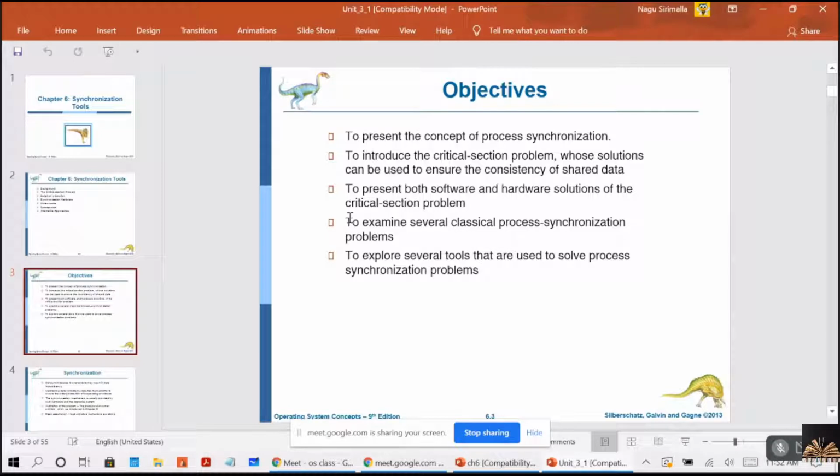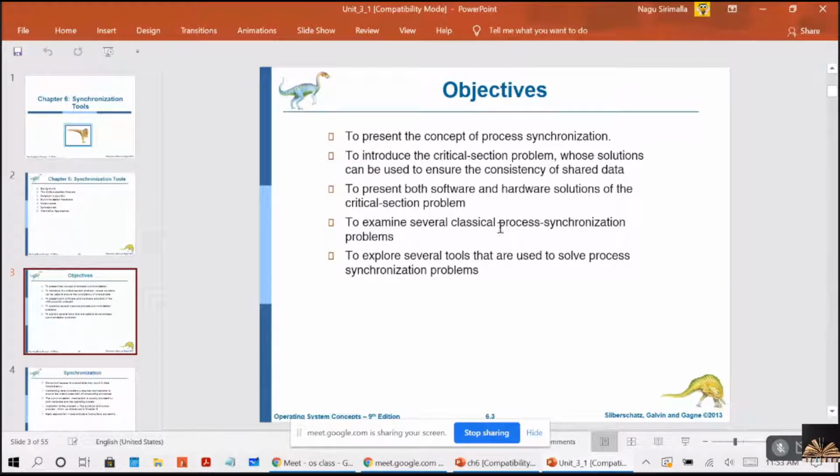Then we'll see what the critical section problem is, whose solution can be used to ensure the consistency of the shared data, right? And to present both software and hardware solutions of the critical section problem. As I told you, synchronization hardware means there we are trying to give the hardware solution. Software means if you can achieve the critical section by using some data structures, that is the software solution. Hardware solution means if you can maintain the critical section using hardware instructions.